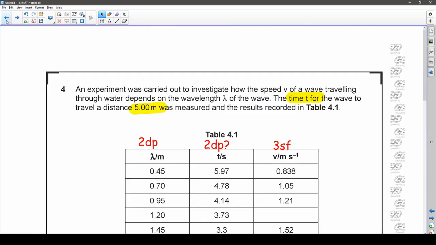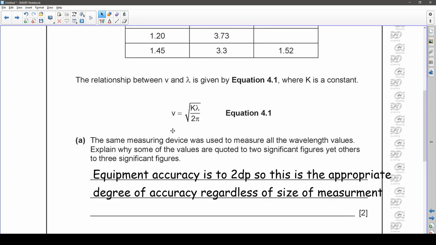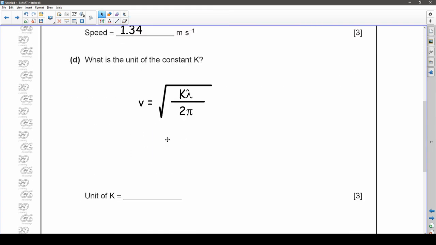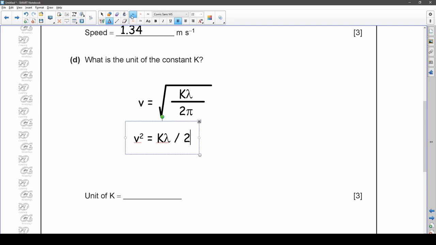Okay, what is the unit of the constant k? Ooh, a unit question. Excellent. So we've got to grab our equation. So v equals root k lambda over 2 pi. Let's pop back and see that again. Okay, so v equals root k lambda over 2 pi. So straight up, we want to square both sides of this because we need k. I don't really want to keep drawing that square root sign. So v squared equals then k lambda, and I'm going to switch back to just divide it by 2 pi.